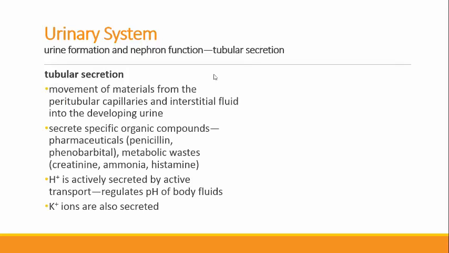Okay, so the second process that converts tubular fluid into urine is tubular secretion. And recall, tubular secretion is movement of materials from interstitial fluid into the developing urine so that we can further excrete materials that we no longer want in the body or that are waste materials to the body.